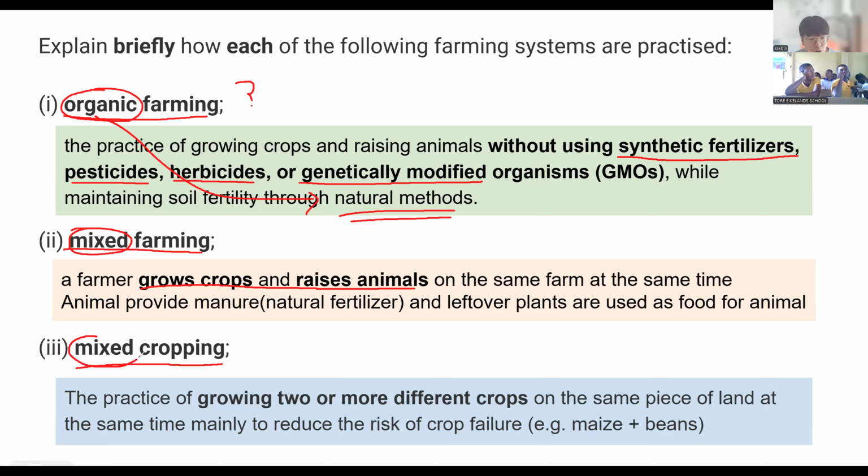Finally, there is mixed cropping. It's just talking about the cropping here, which means the practice of growing two or more different crops on the same piece of land at the same time. So you can grow maize and beans together, and that will be pretty effective in growing both at the same time. So that is mixed cropping versus mixed farming.